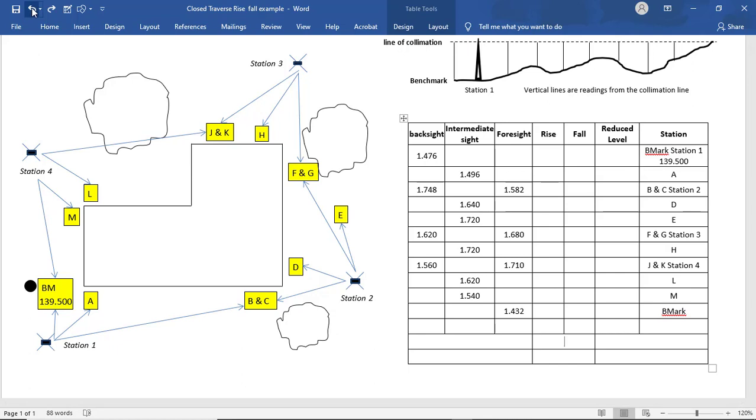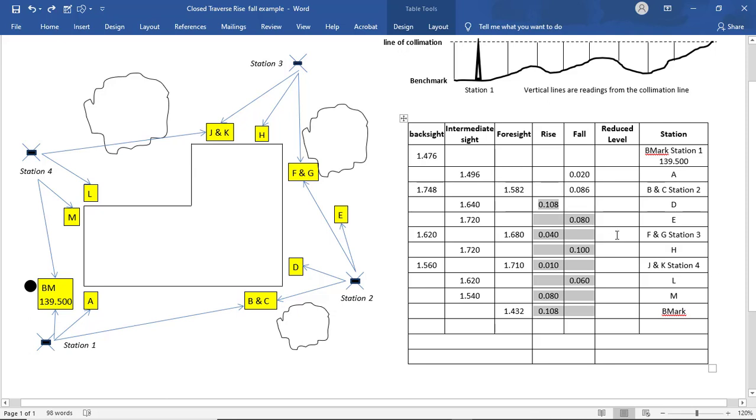So the next step is to determine rises and falls. From our first one, 1.476 minus 1.496 gives us a negative number, so it's a fall. When it's a negative number, it's a fall. Our second one is the same: 1.496 minus 1.582 gives us a negative number, so that's a fall. Then we start again. 1.748 minus 1.640 gives us a positive number, so it's a rise.